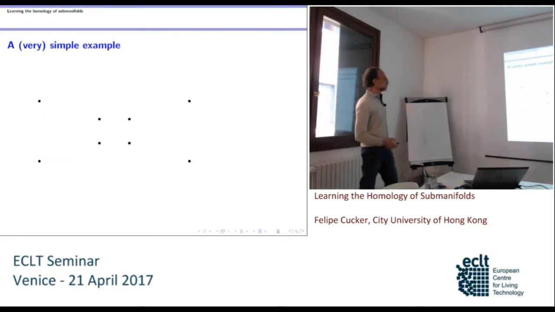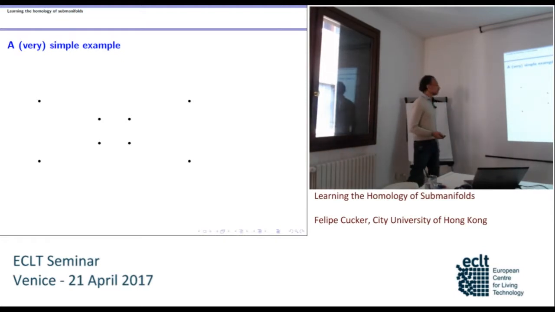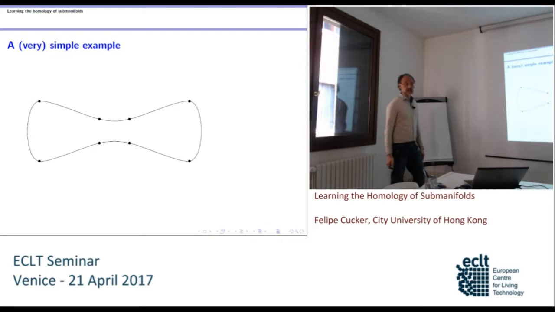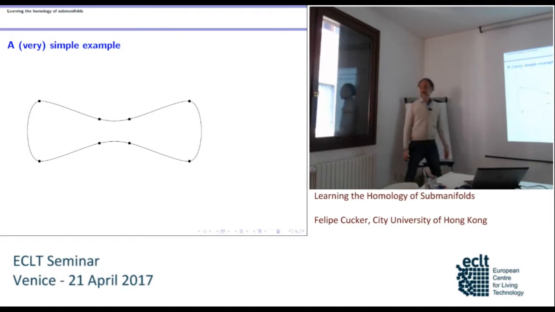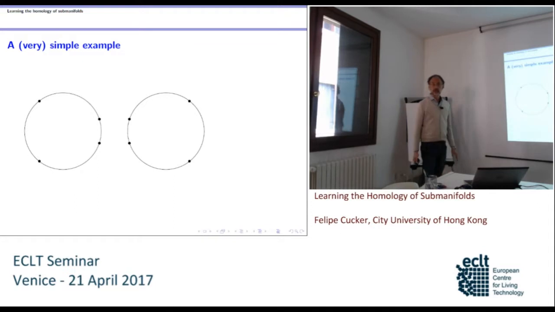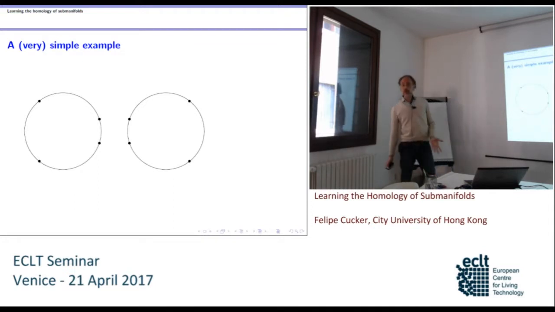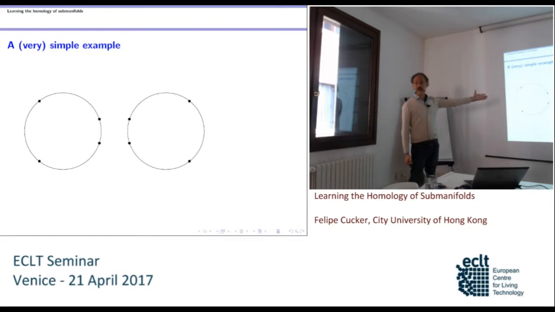Okay, so let me give you a very simple example. I have these 8 points, okay? One possibility is that I draw these 8 points from this curve. Another possibility is I draw them from this curve. Now these two curves, in a way, are different. This has 2 connected components, this has 1 connected component. This is connected, this isn't.